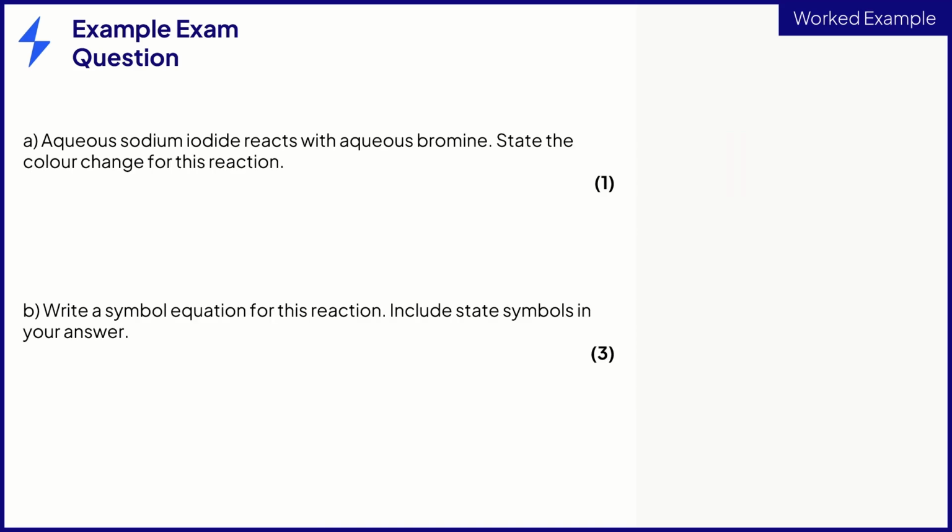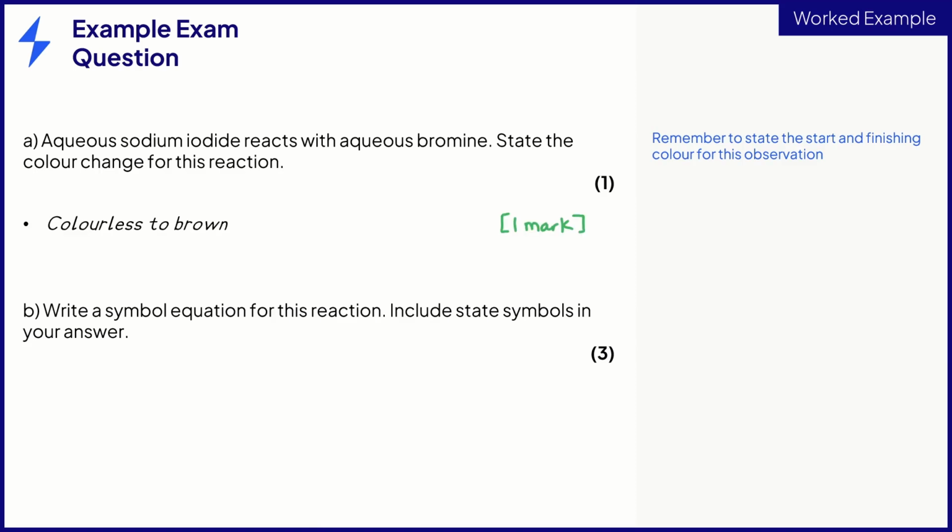The next worked example is a little more tricky. You must make sure you learn the colours of bromine and iodine in aqueous solutions, as then you can easily answer this. Remember, when stating colour change, you say the colours before and after the reaction to gain the mark. The colours of the sodium and potassium halide solutions are colourless.